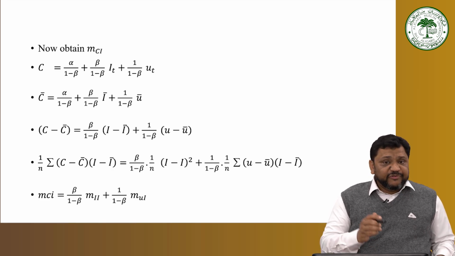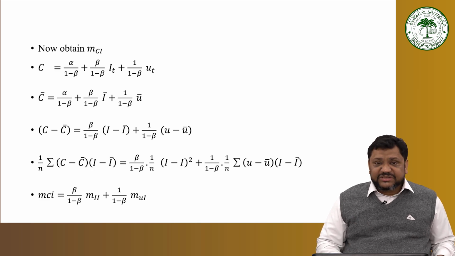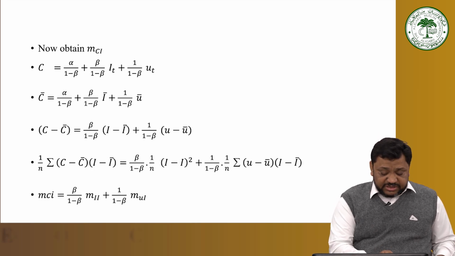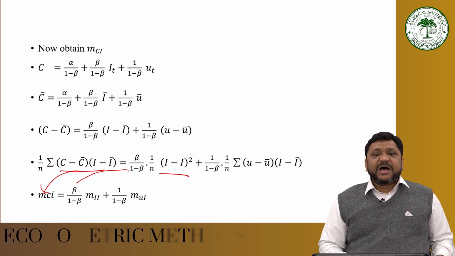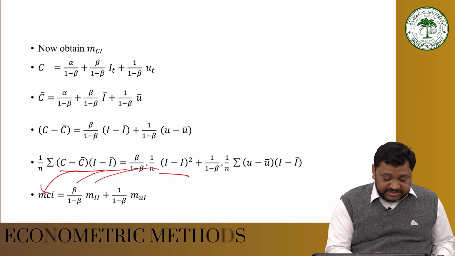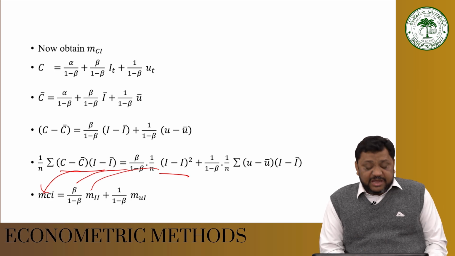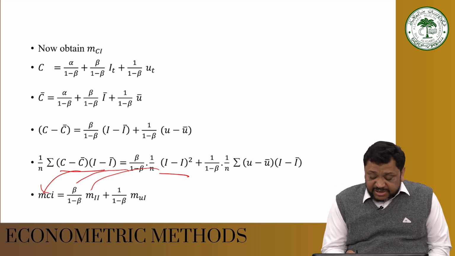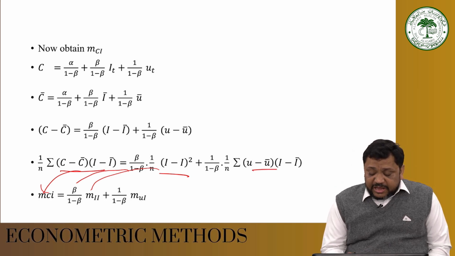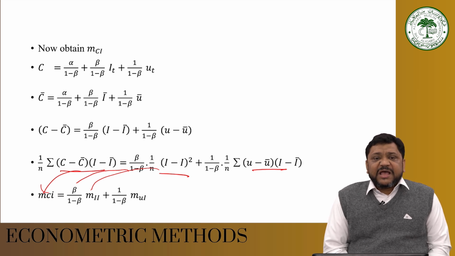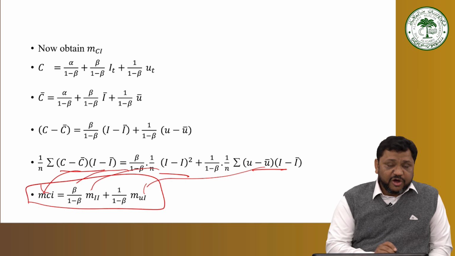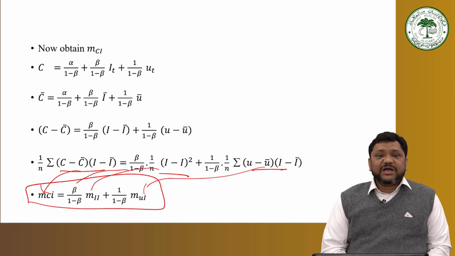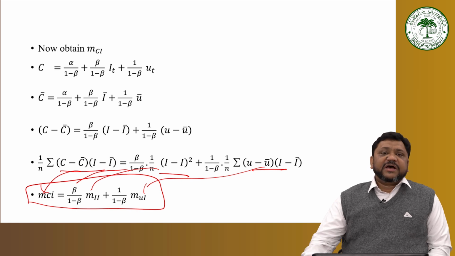So now we can write it in terms of moments. So m_ci is equal to beta upon 1 minus beta. This term, 1 upon n summation (I minus I bar) square, is written as m_ii, plus 1 upon 1 minus beta, (u minus u bar) multiplied by (I minus I bar), is written as m_ui. So this is my equation for m_ci is equal to beta upon 1 minus beta m_ii plus 1 upon 1 minus beta m_ui.